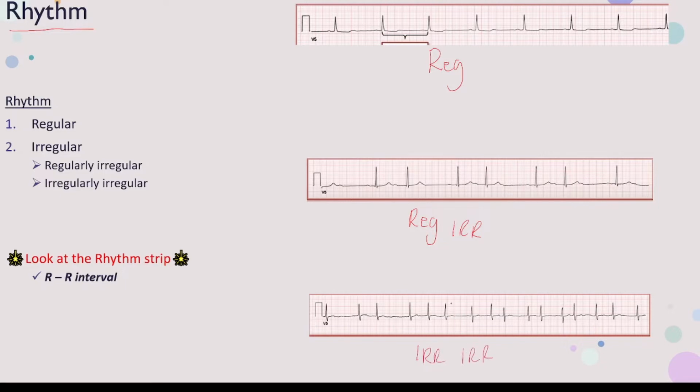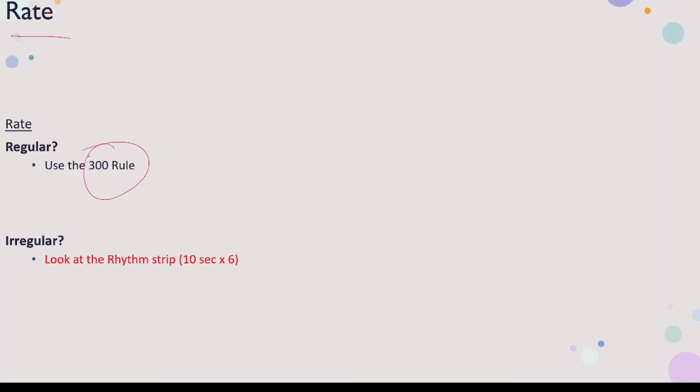So now let's move on to the rate. The reason why I have put rate second after rhythm is because by knowing the rhythm, you can then choose how to calculate the rate, and I'll show you that in a minute. So when calculating the rate, there are two main types. If you have a rhythm that is regular, the easiest way to calculate the rate is by using the 300 rule, which I will explain in a minute. Alternatively, if you have a rhythm that is irregular, you must use the rhythm strip rule, and I'll also explain that in a moment. So let's first look into the 300 rule.